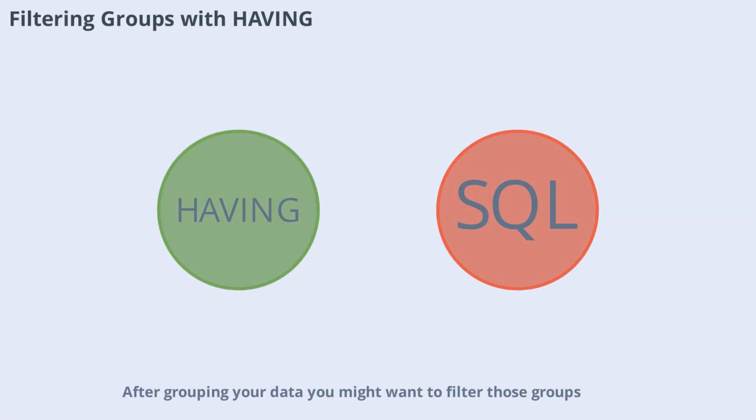After grouping your data, you might want to filter those groups. The HAVING clause lets you apply conditions to groups, such as showing only regions with sales above a certain amount. This adds another layer of precision to your analysis.